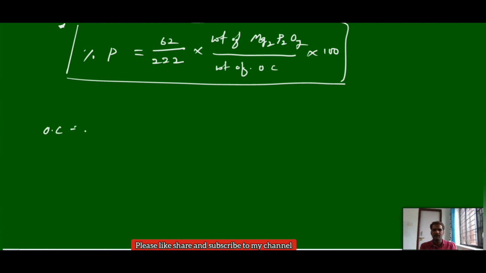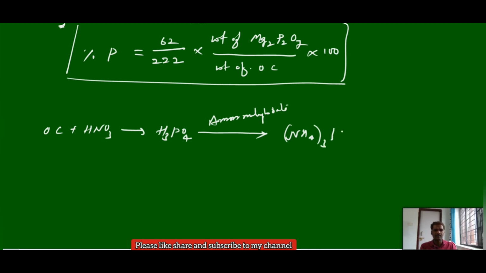Again, you treat the organic compound with nitric acid. Anyhow, we will get phosphoric acid. Phosphorus can be oxidized, and this phosphoric acid we can convert into a phosphorus precipitate when you treat it with ammonium molybdate, like in qualitative analysis. When you treat this with ammonium molybdate, you will end up with ammonium phosphomolybdate. It is a yellow color precipitate. And this is ammonium phosphomolybdate.